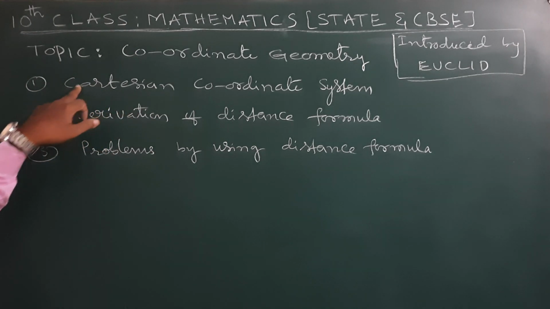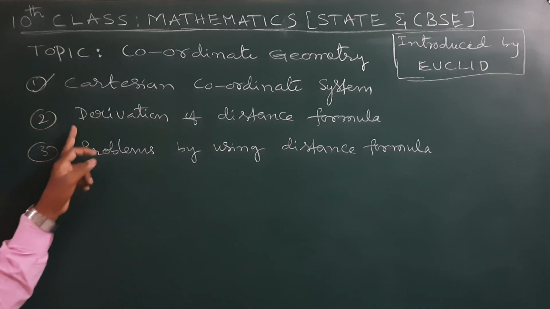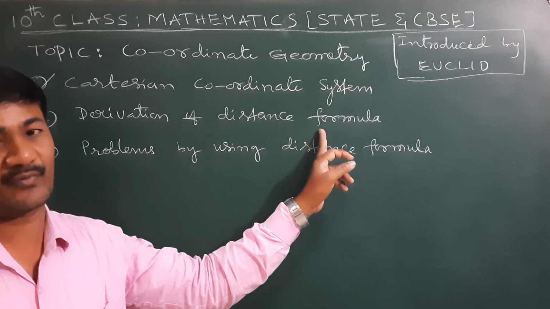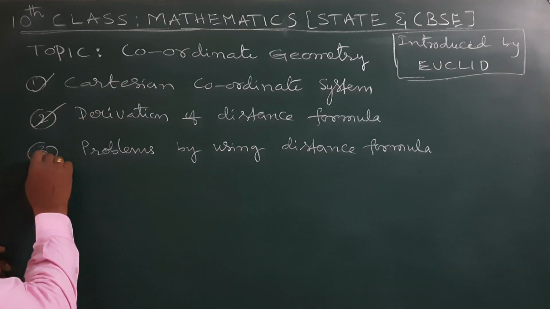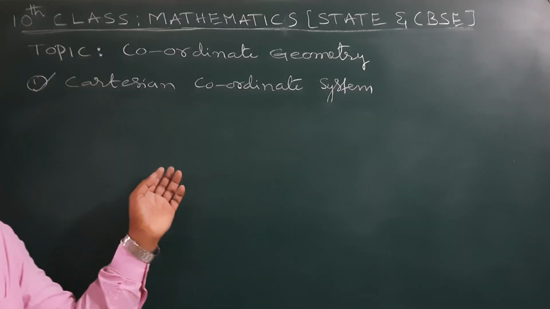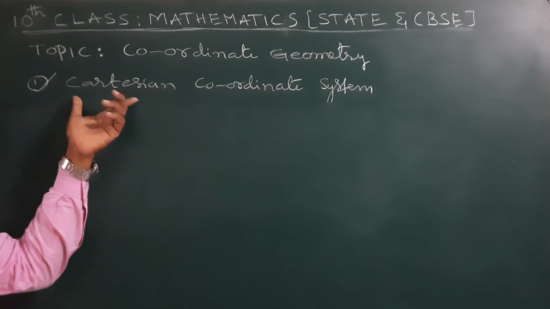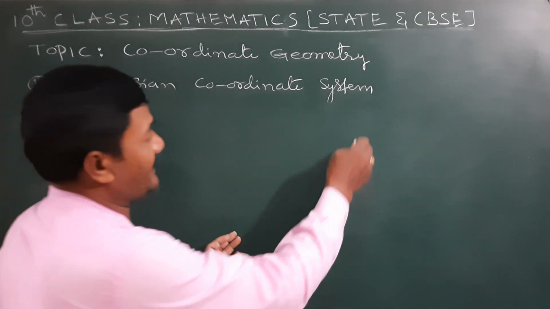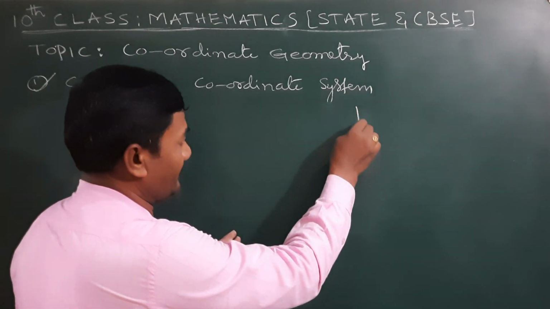One is the Cartesian coordinate system. The second one is the derivation of the distance formula. And the third one is problems using the distance formula. Now we will discuss the Cartesian coordinate system. First of all, draw the coordinate system.